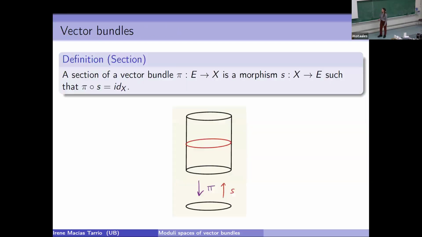Another definition that is used in vector bundles is a section. A section is a map from the variety over which we are making the vector bundle into the vector bundle, such that if we compose it with the projection, we get the identity. So for example, in another context, the red line will be a section of this vector bundle, because if we make this and we compose, we go back to the start.